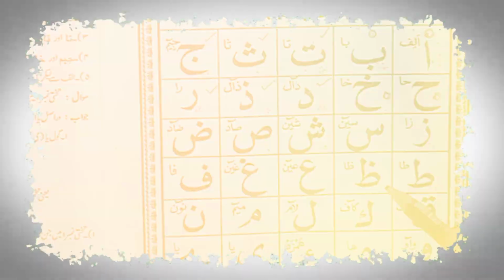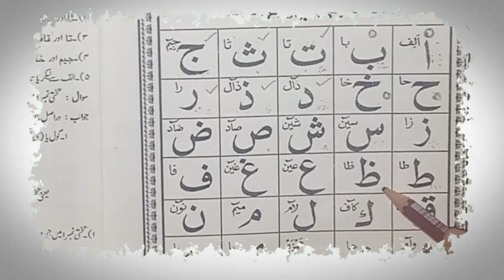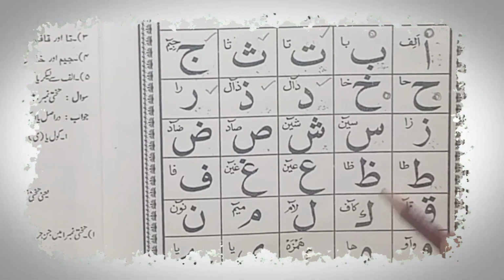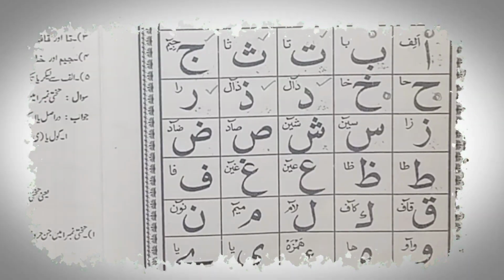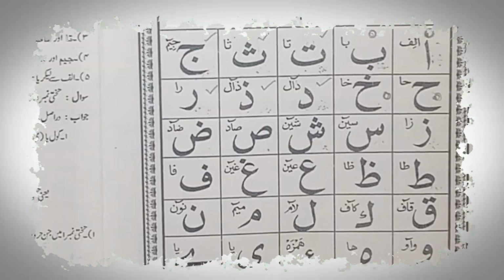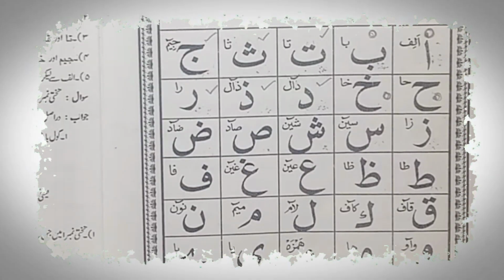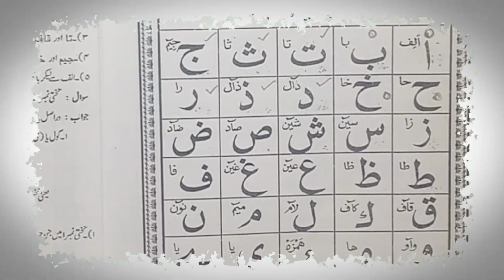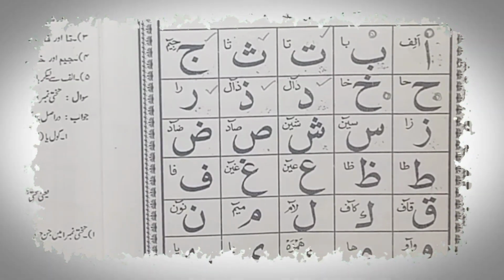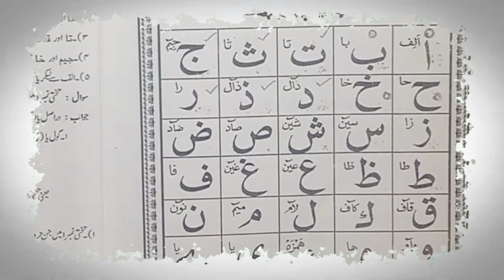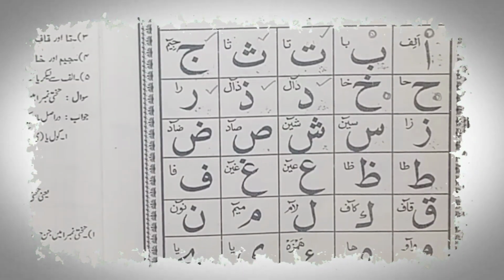طا. Then ظا. ظا is pronounced by placing the tip of the tongue near the edges of the upper teeth with a heavy sound. ظا. The tip of the tongue near the edges. Placing the tip of the tongue near the edges of the upper teeth with a heavy sound.